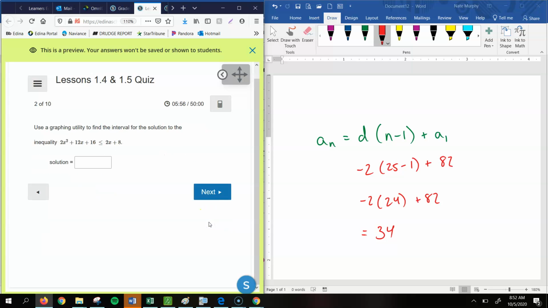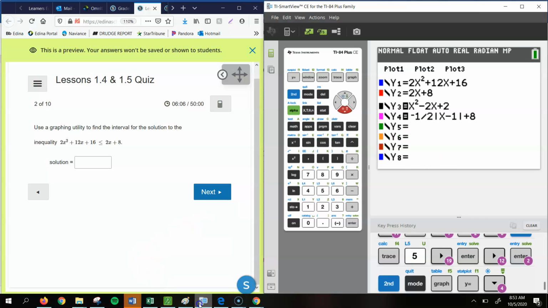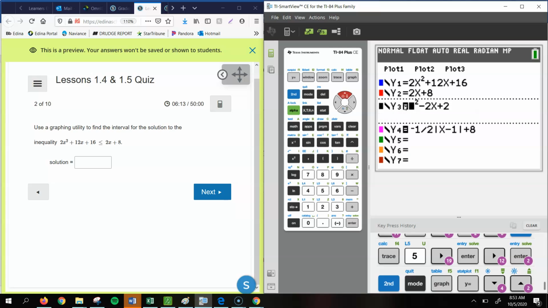Now this one says use a graphing utility to find the interval for the solution of the inequality 2x squared plus 12x plus 16 is less than or equal to 2x plus 8. So for this I'm going to need to bring up my graphing calculator. And I actually have this one all set up here. I'm just going to unselect.